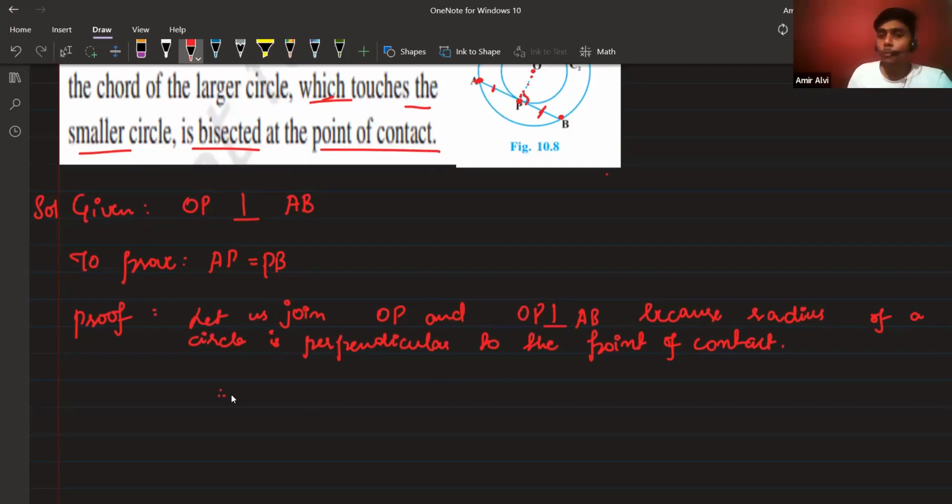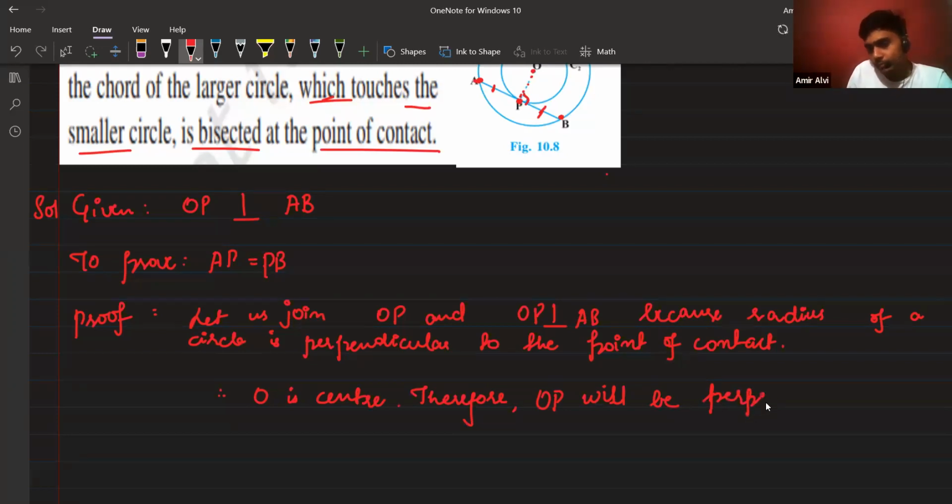So OP and AB. O is the center. Therefore, OP will be the perpendicular bisector of AB. Clear, everybody? How many of you got this point?